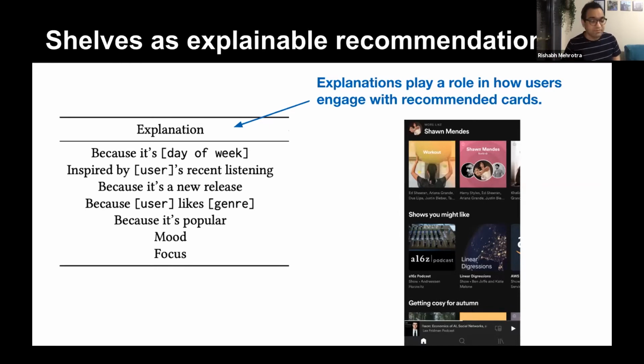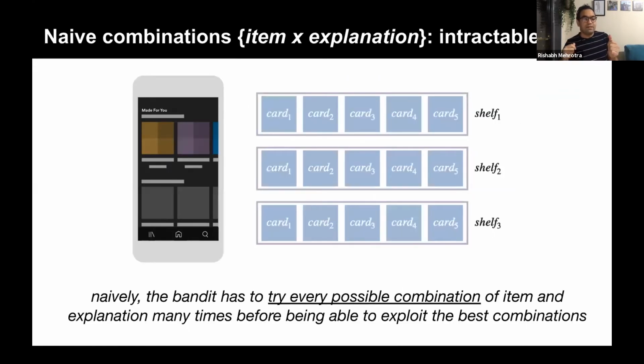One of the things we have found in our experiments is that finding the right explanation for the right content is key. Giving the right explanation piques the user's interest, and they're willing to explore that a bit more than they would have otherwise. So now the question becomes, should I go back and look at each explanation, look at each item, and then do this combinatorial search for each user?